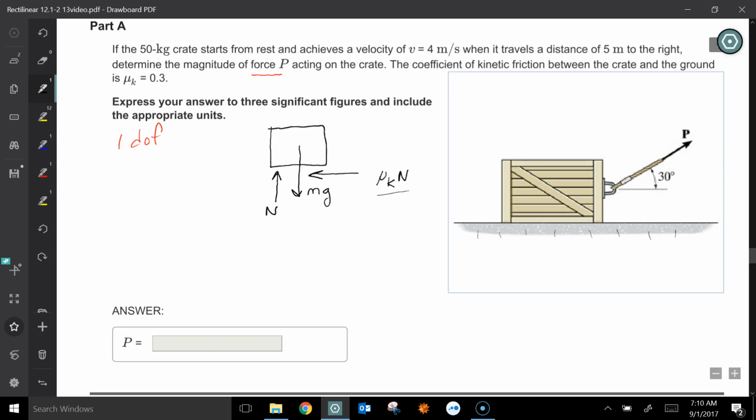The only other place that anything is touching is here at the rope. And the rope is between the crate and somebody's hand. And so it's an inside-outside, and that's why you draw it. So you have this force P at the angle of 30 degrees.